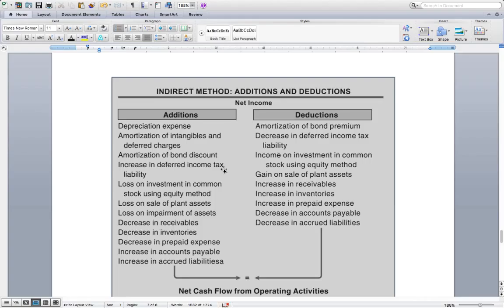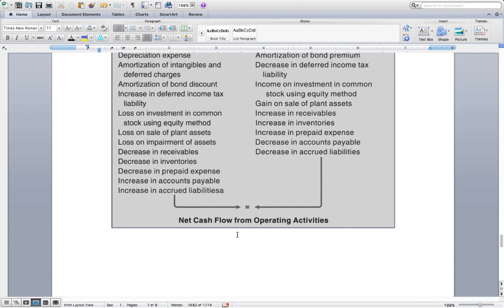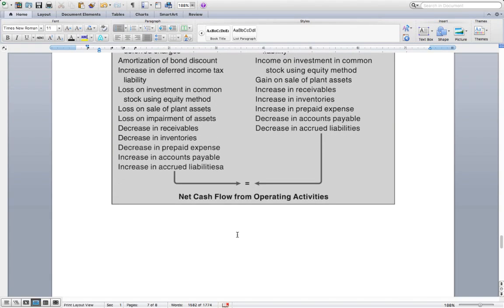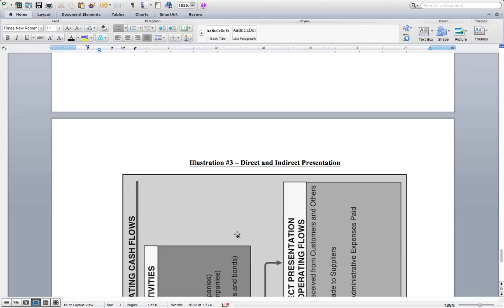As we talked about earlier, a decrease in receivables represents an increase to the net cash flow from operating activities, because you received cash in order for those receivables to decrease. This is a very important illustration to understand for all aspects of this chapter: quiz, homework, and exam.